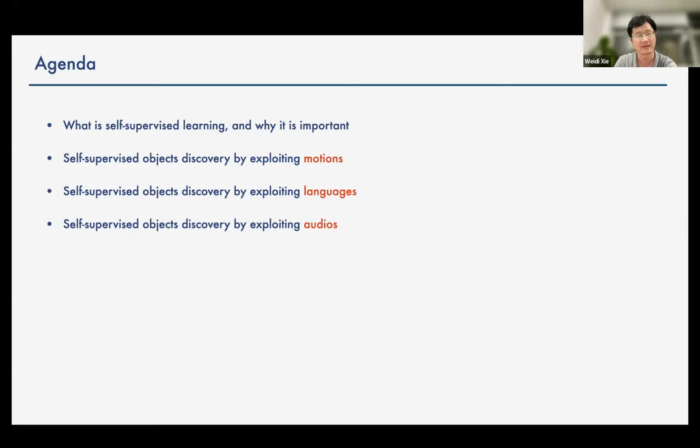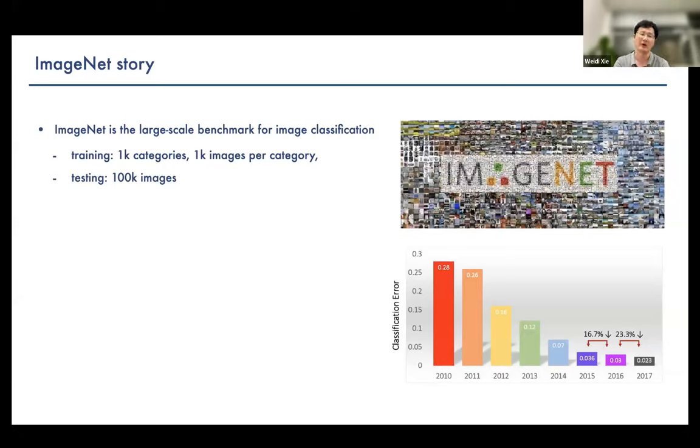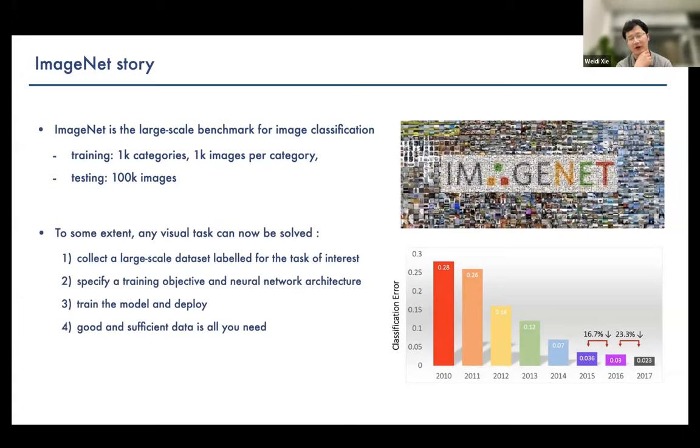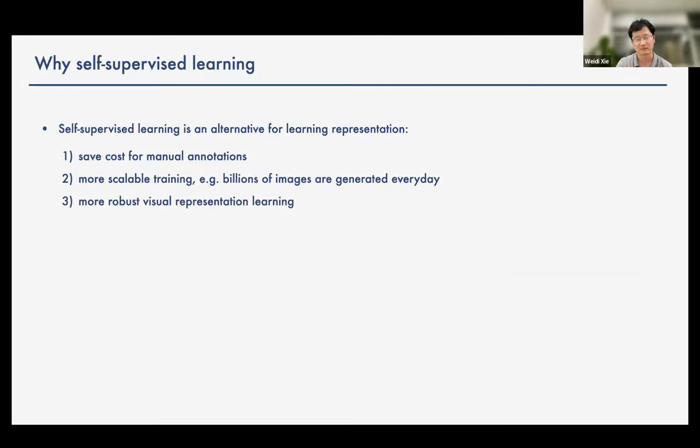Okay. So the first thing is, what is self-supervised learning? We all know the successful story of ImageNet, where you just train the model. Now it seems that, to some extent, any vision task can be solved by collecting a large dataset, defining a network architecture, then labeling the data and training your model. Good and sufficient data is all you need. That seems to be the successful story.